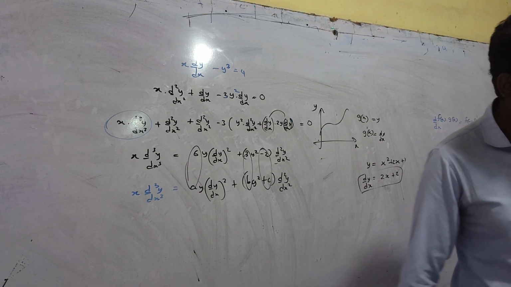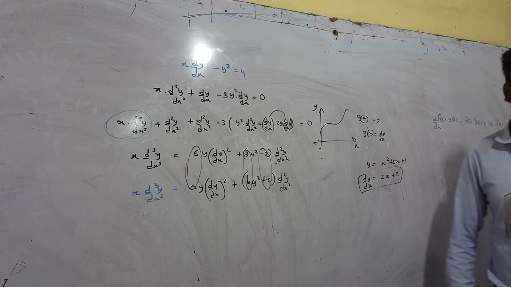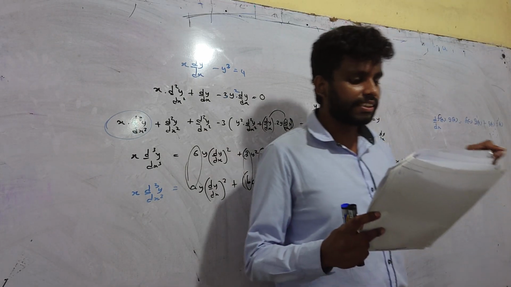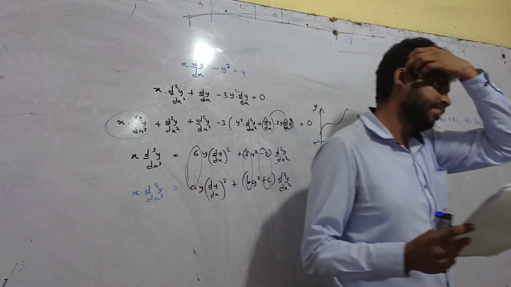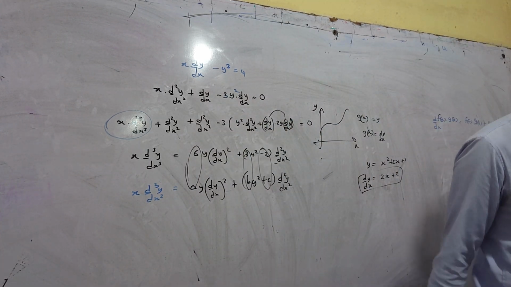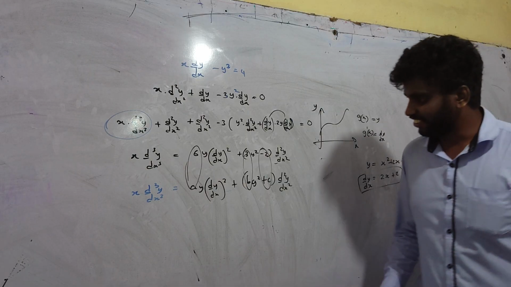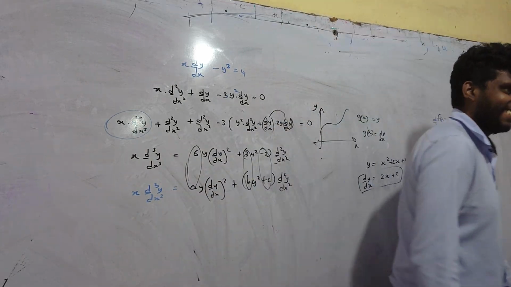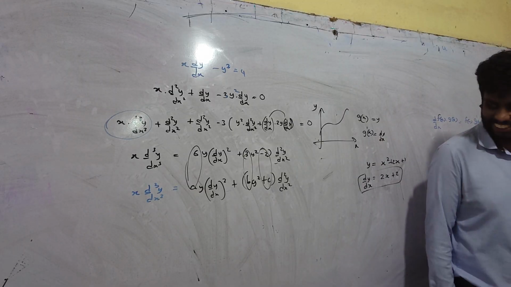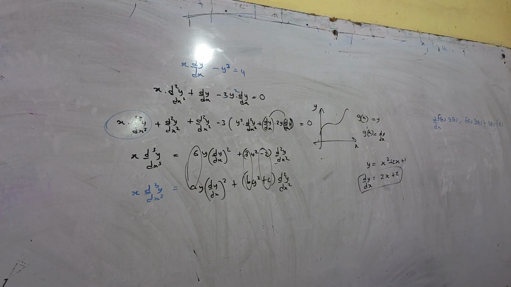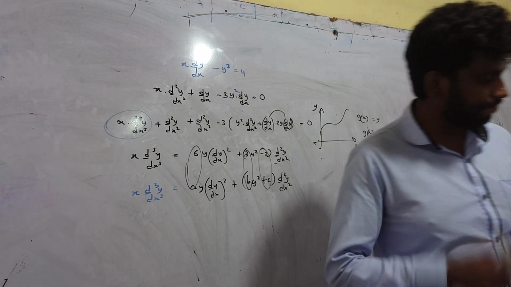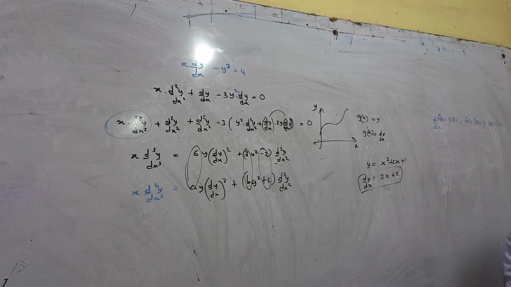Given that y equals 1 and x equals 2, in this case you have to use the Taylor series, not the Maclaurin series, because the Maclaurin is about zero. According to the Taylor series, I can use it.